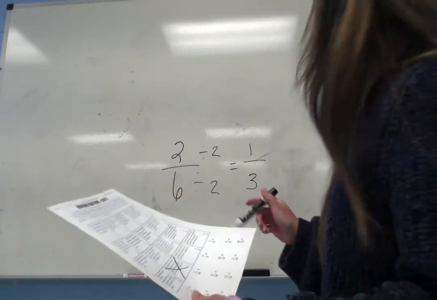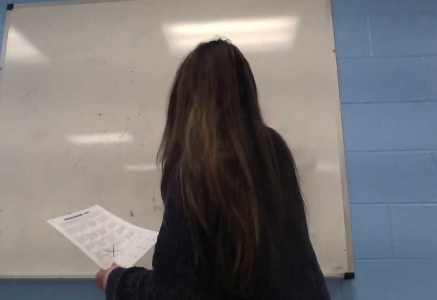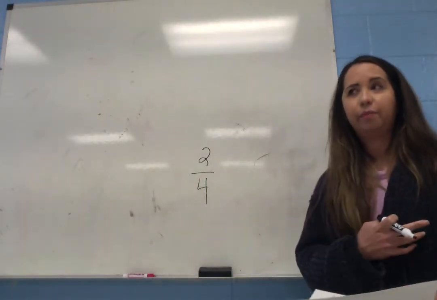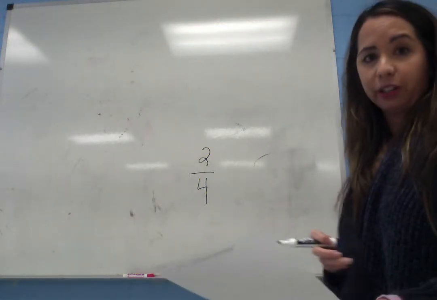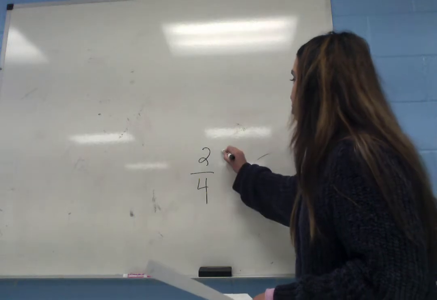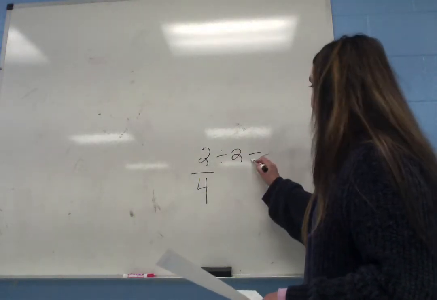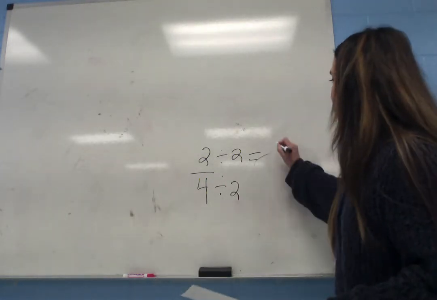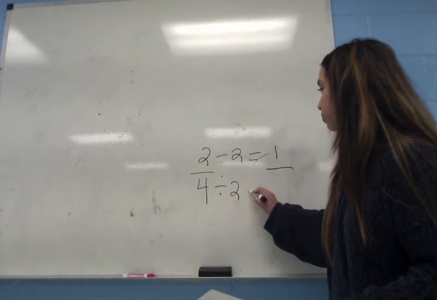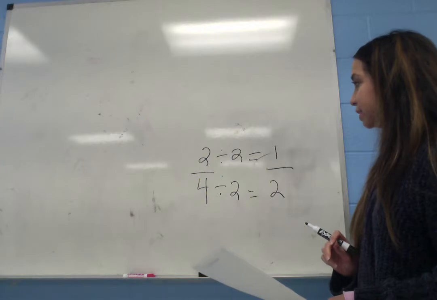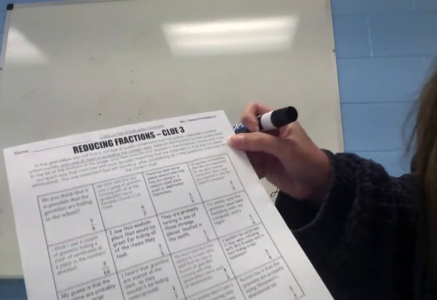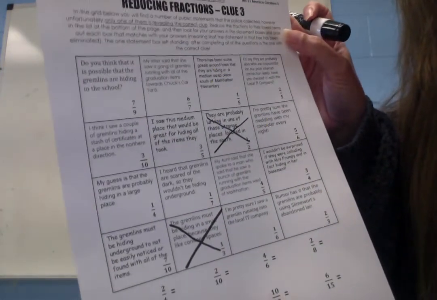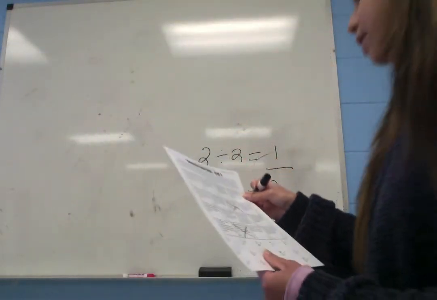All right, let's look at the next one, 2/4. We're going to reduce 2/4. Look at 2/4. What number can be divided equally into the numerator and denominator? Well, I know 2 can. 2 can be divided by 2, and 4 can be divided by 2. So 2 divided by 2 is 1, and 4 divided by 2 is 2. So 1/2 is the simplified fraction. I find 1/2 on my paper, and it's right here. So you would cross out that part. You would look for 1/2 and cross out that public statement.